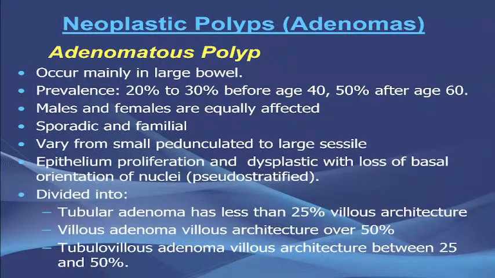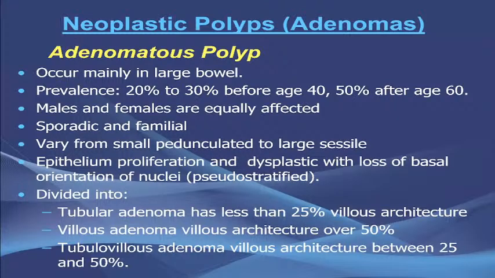So let's look now at the neoplastic polyps or adenomas. They're generally grouped into two, tubular and villous adenomas. And together, they occur mainly in the large bowel, less commonly in other parts of the GI tract. So the prevalence is about 20 to 30% before the age of 40. It increases to 50% after the age of 60. The male to female ratio is about the same. And these polyps can be either sporadic or familial.